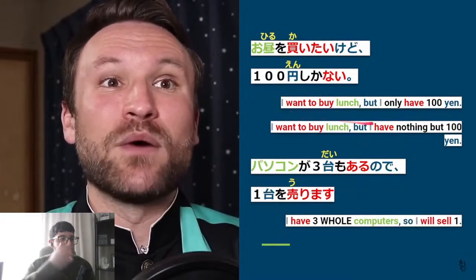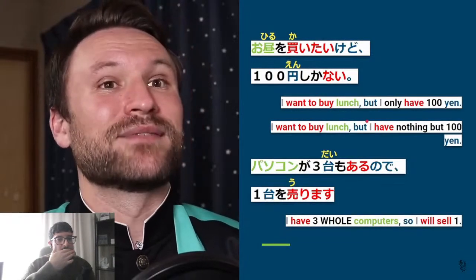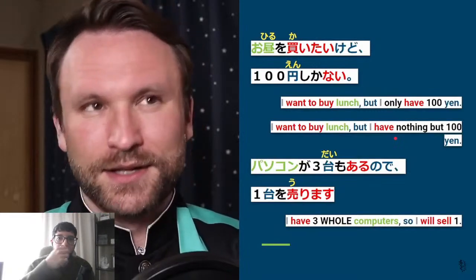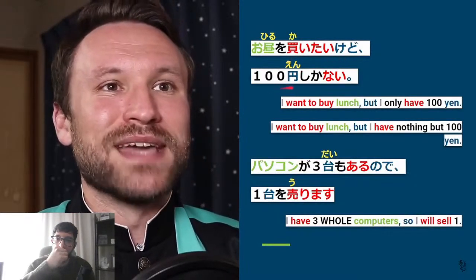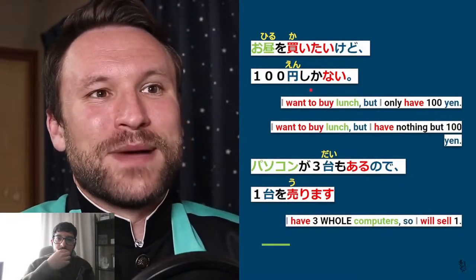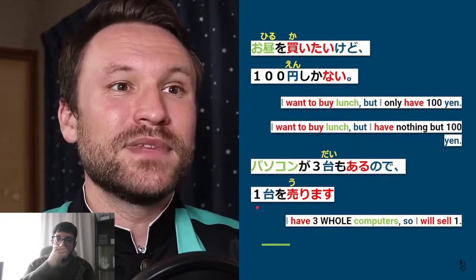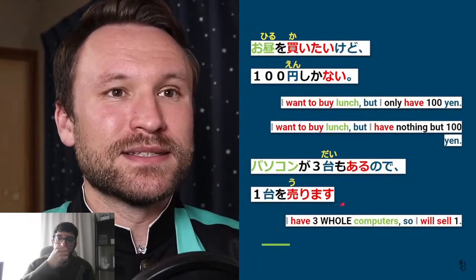100円しかない. I want to buy lunch, but I only have 100 yen. Or I want to buy lunch, but I have nothing but 100 yen, which is about $1. お昼を買いたいけど100円しかない. Too bad, buddy. パソコンが3台もあるので1台を売ります. So here's the も.